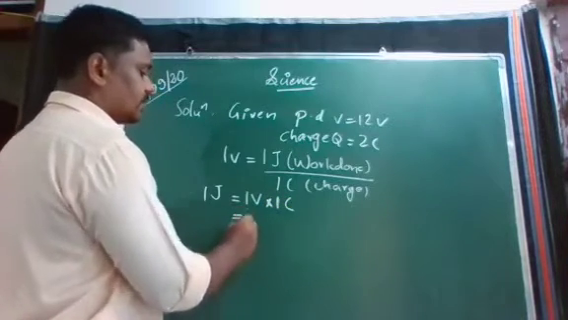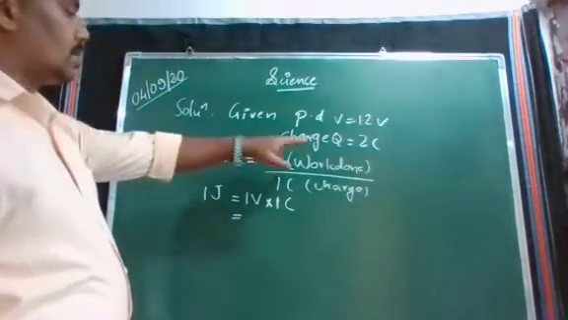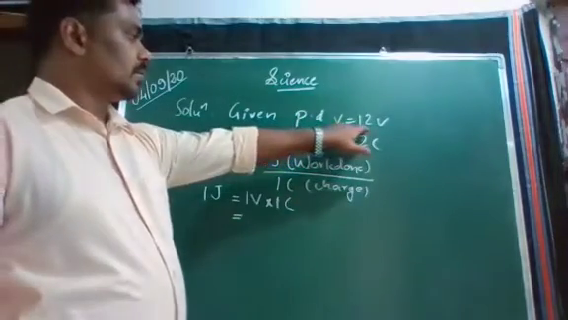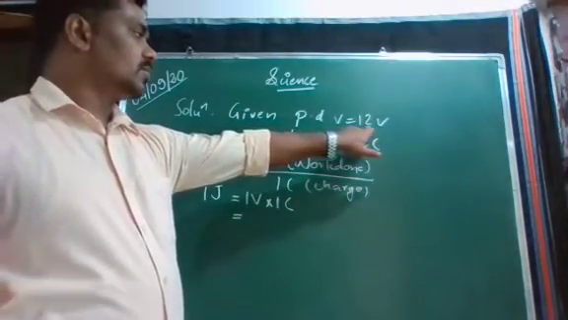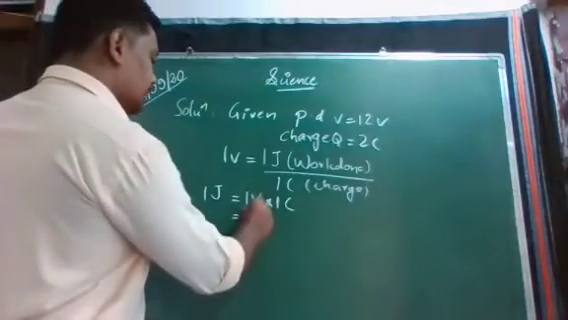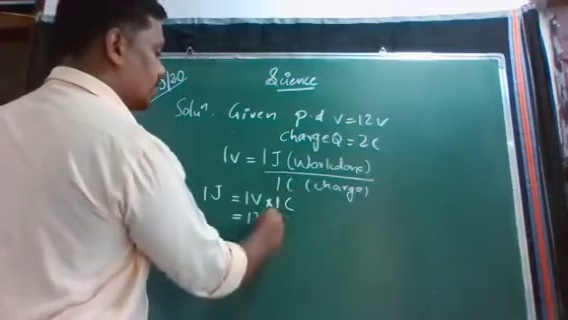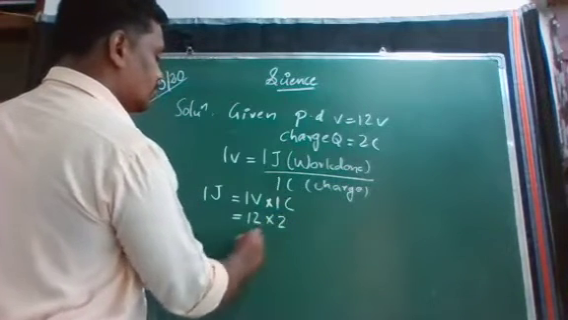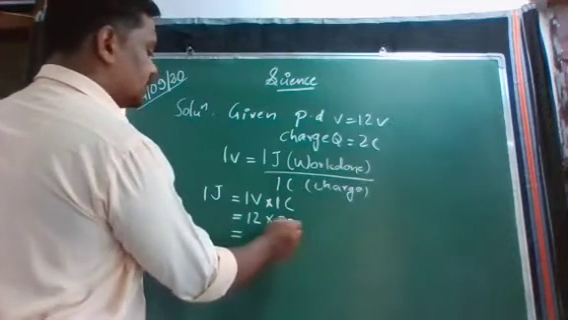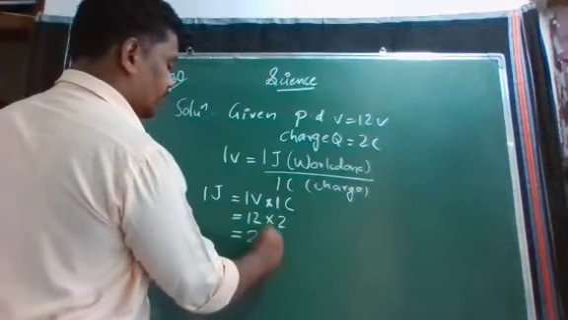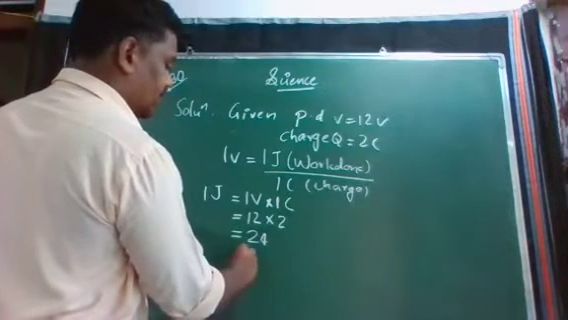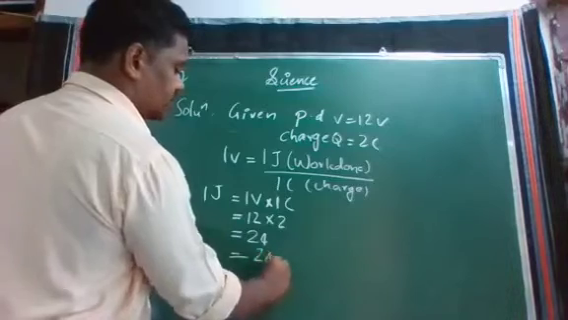So, we will give the values for volt here. How many volts here? 12. And how many coulomb? 2. So, it is 12 into 2, 24. Then, the work done is 24 joule.